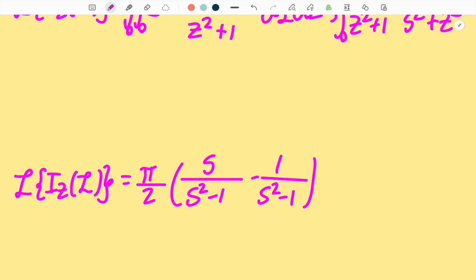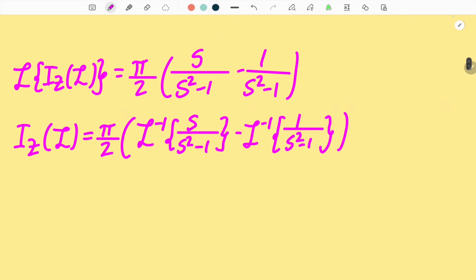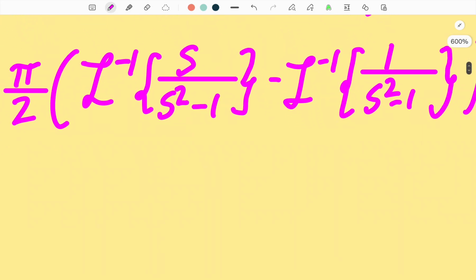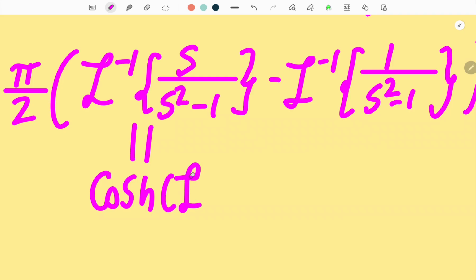So what we need to do is take the inverse Laplace transform of both sides. So let me go ahead and do that real quick and explain it. Now, all I did from the last cut was take the inverse Laplace transform to both sides of the equation. Now, if you look up your table of inverse Laplace transforms, you'll find that the first inverse Laplace transform is equal to the hyperbolic cosine of L, because remember, we went from L to S, and then S back to L.